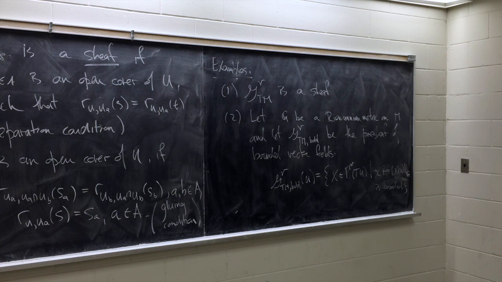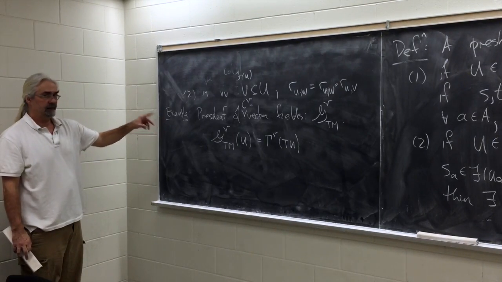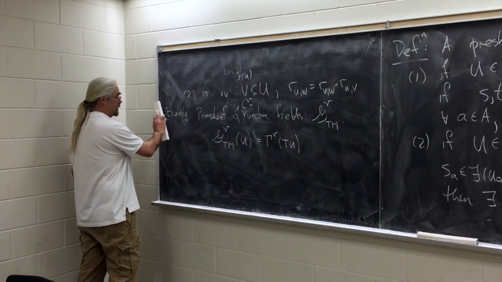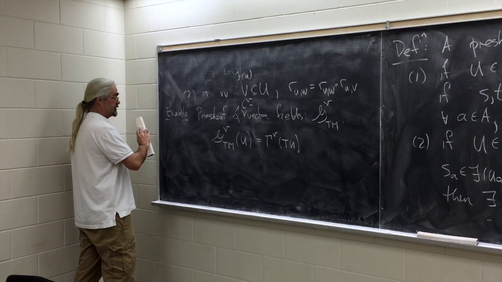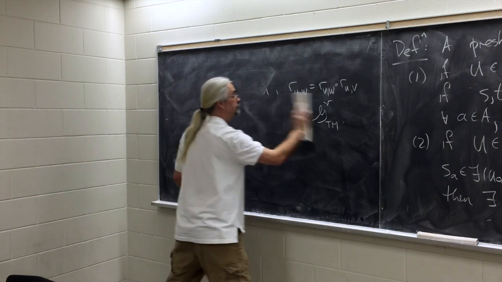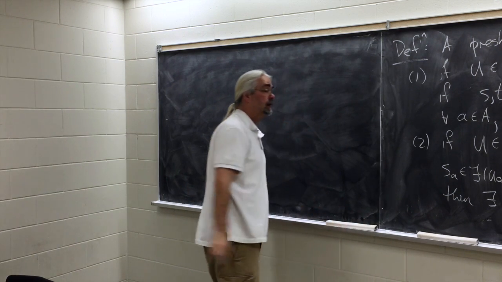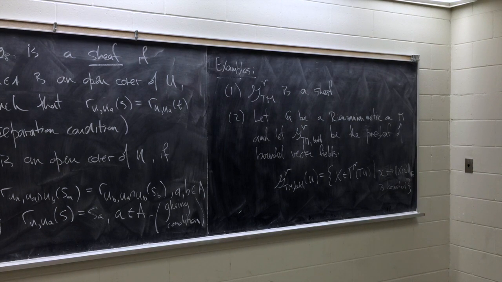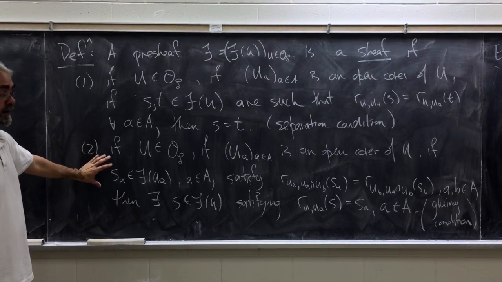I should have said here what the restriction mappings are. The restriction mappings are just restriction of maps. Restriction mappings are not always restrictions of maps, but in this case they are. All right, so you can see that that will be a presheaf of sets, but it's not a sheaf. Why? Well, it satisfies this condition, that's easy. But it doesn't satisfy this condition. That's relatively easy to see.